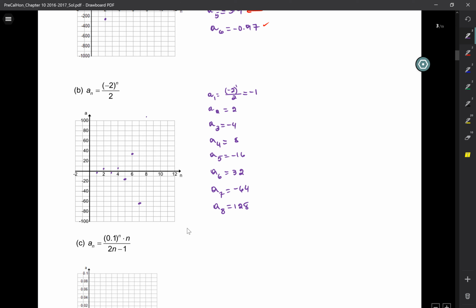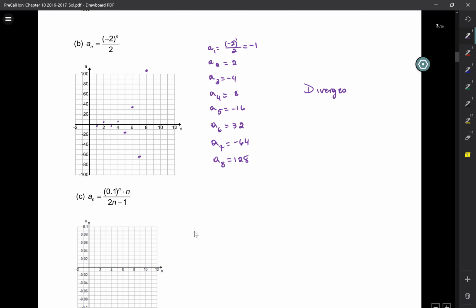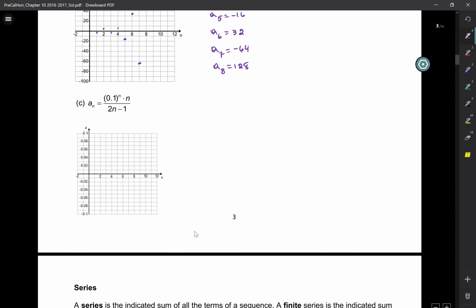So you can see that this is clearly diverging, right? Because as n increases, I have no idea where this is going to end up, and they're not approaching a specific value. So this is one that diverges. All right, so how many of these points do you need? 4 or 5 at least, enough to definitely be able to make a decisive guess. Okay.